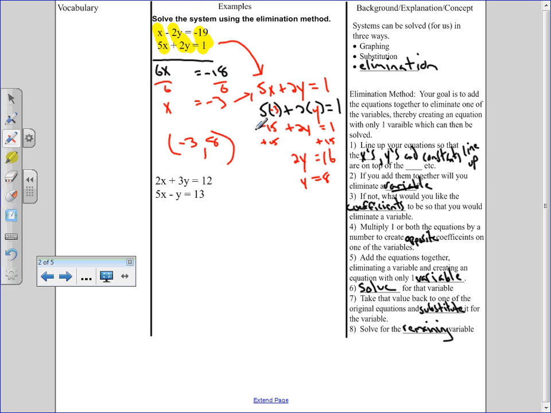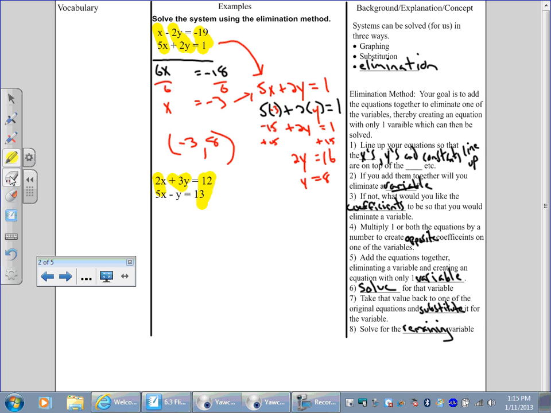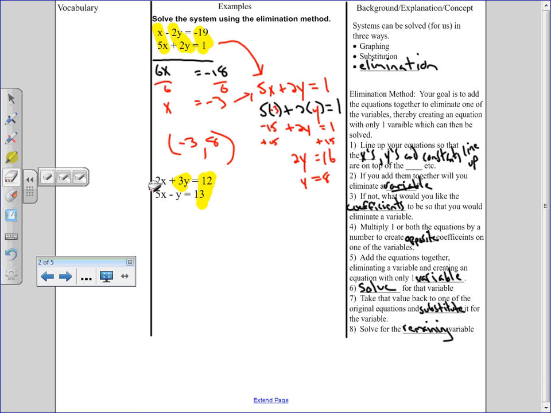Again, step 1, line up your equations so that the x's, y's, and constants line up. Well, have we done that? Yeah, we got x's lined up, we got y's lined up, and we got constants lined up. So I think we're pretty good there. Step 2, if you add them together, will you eliminate a variable? Let me see, that'd be 7x. That would be 2y. Nope, I don't eliminate a variable. So I got to come back and say to myself, I got to actually do some of this other work.